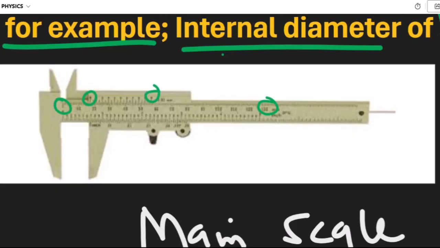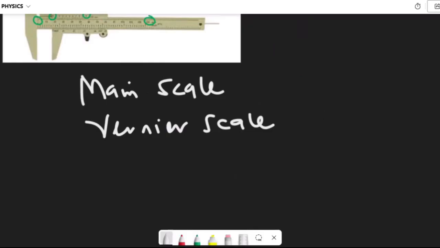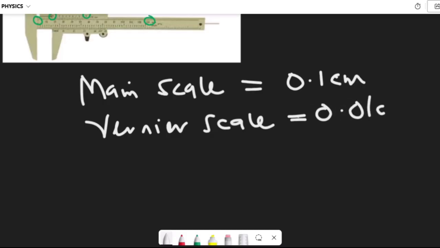Now, another thing I would love to tell you is what is the graduation of the main scale and what is the graduation of the vernier scale. When I refer to graduation, I mean what is the reading on the main scale and likewise what is the reading on the vernier scale. The reading on the main scale is 0.1 centimeter and on the vernier scale is 0.01 centimeter. So please know that. The reading is 1 decimal place on the main scale, and on the vernier scale it is 2 decimal places.